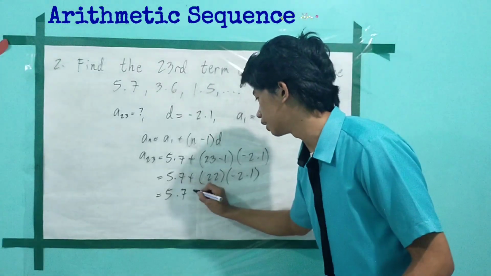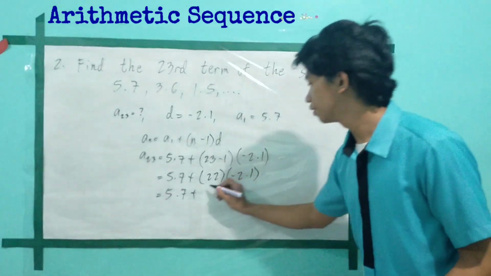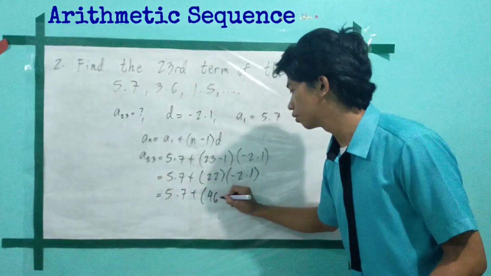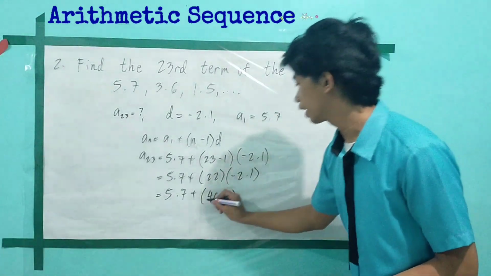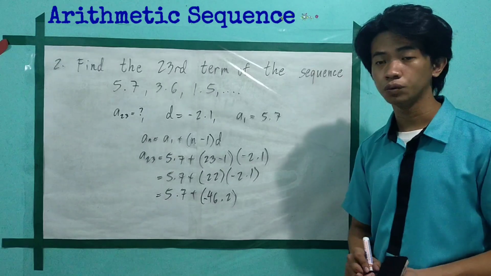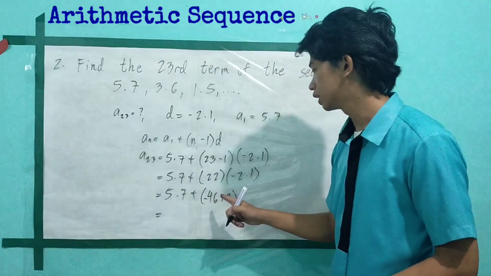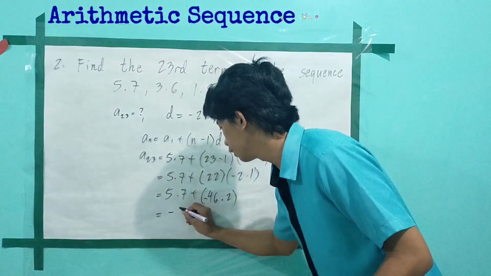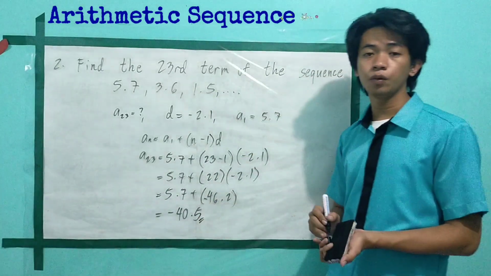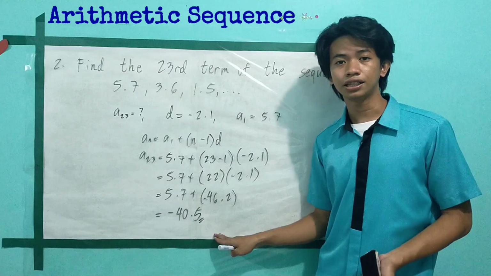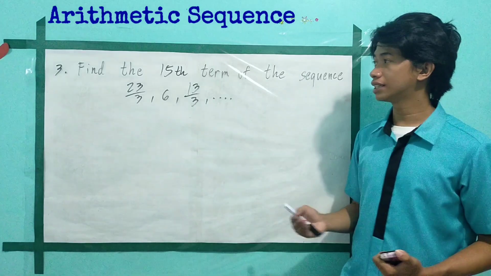5.7 plus 22 multiplied by negative 2.1, we have 46.2. Okay? Or negative 46.2. Next, 5.7 plus negative 46.2, we have negative 40.5. So, ito na yung a sub 23 natin, or yung 23rd term natin. Okay, so problem number 3.